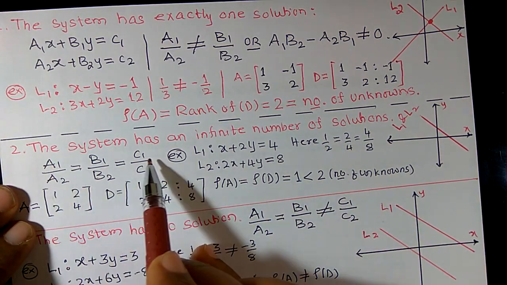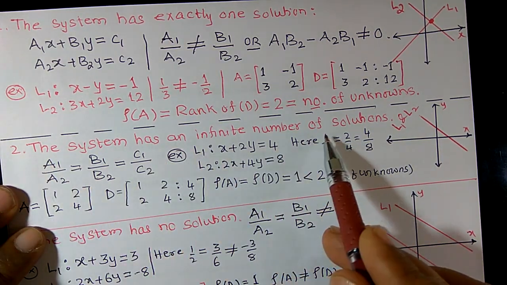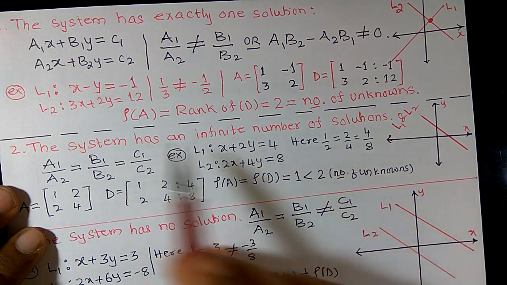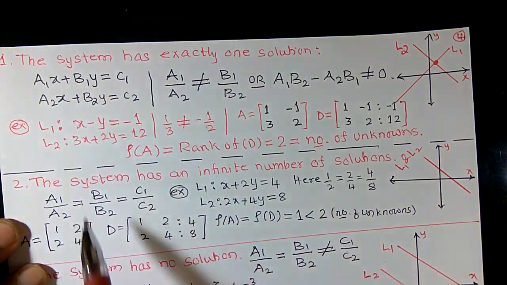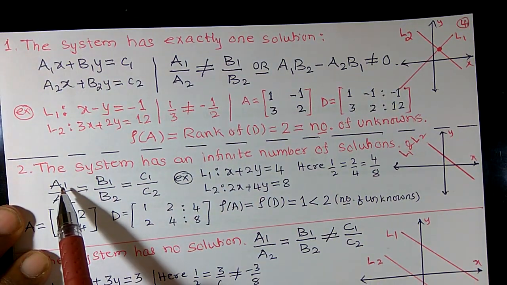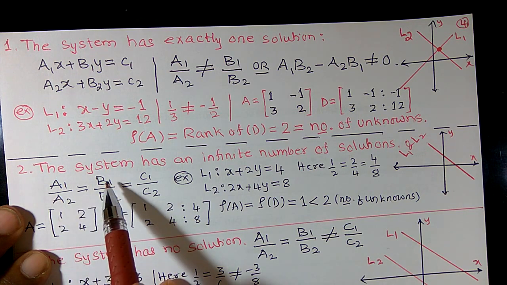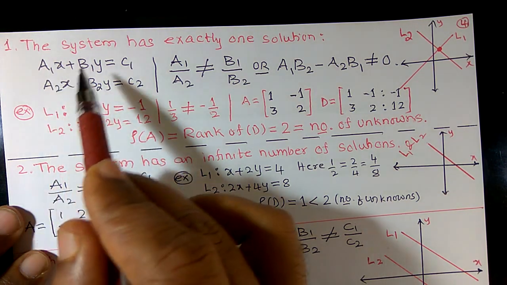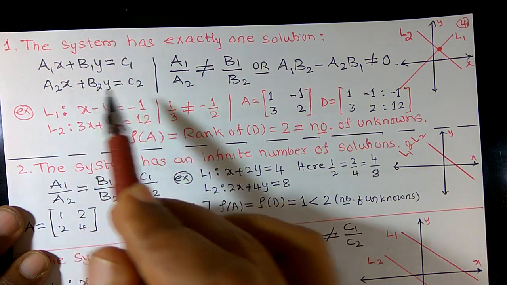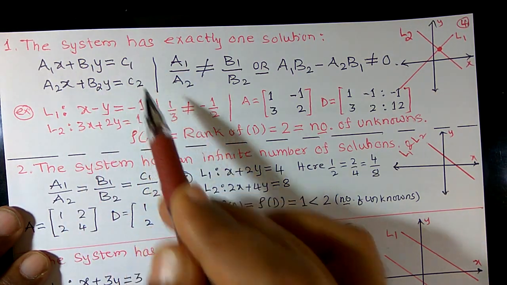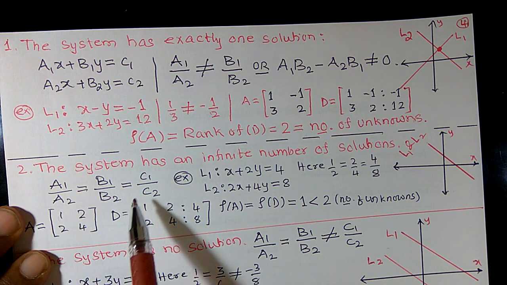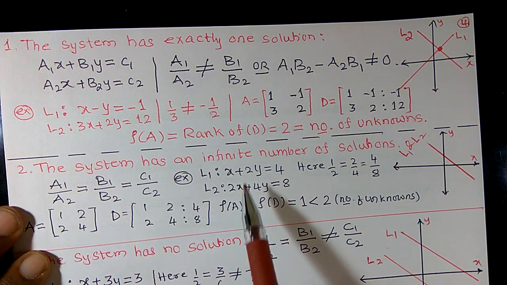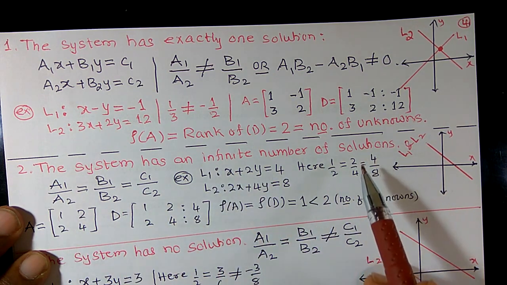Okay, the system has an infinite number of solutions. So they will give these two equations. You want to verify the condition, a1 by a2 is equal to b1 by b2 is equal to c1 by c2. a1, a2 are known, b1, b2 are also known, c1, c2 are also constants. You can verify this condition. If it satisfies, then you can say that you will get an infinite number of solutions.